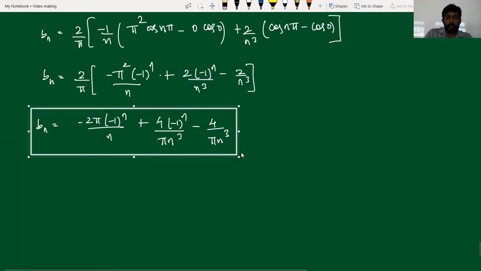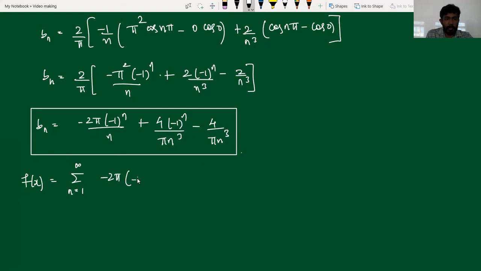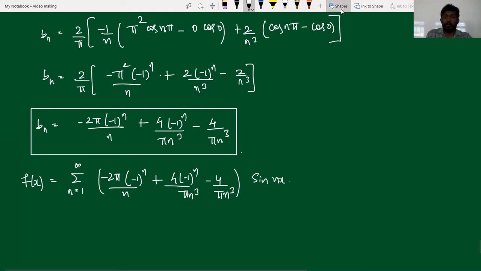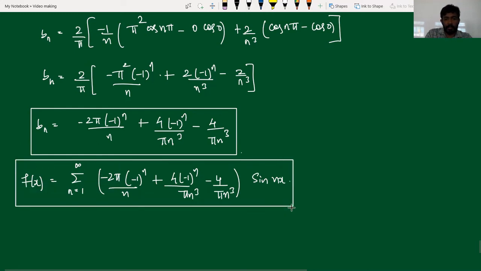Now we write down the Fourier sine series, that is f of x is equal to summation n running from 1 to infinity of bn, where bn is minus 2 times pi minus 1 power n divided by n plus 4 times minus 1 power n divided by pi n cube minus 4 divided by pi n cube, into sine n pi x by pi. So this becomes sine nx. So this is the required Fourier sine half range series for the given function.